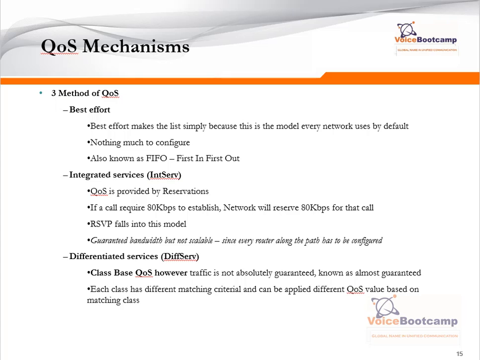Differentiated service, or DIFFSERV, is a class-based QoS. However, traffic is not absolutely guaranteed and is known as almost guaranteed. Each class has different matching criteria and can be applied a different QoS value based on the matching classes.